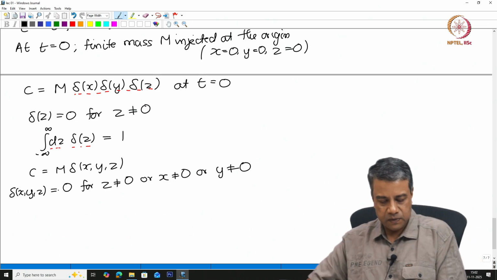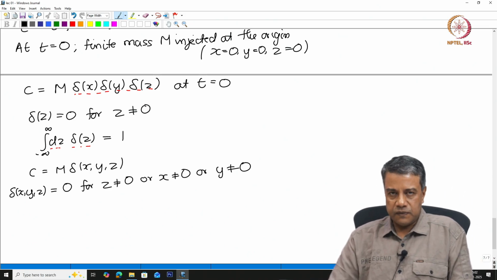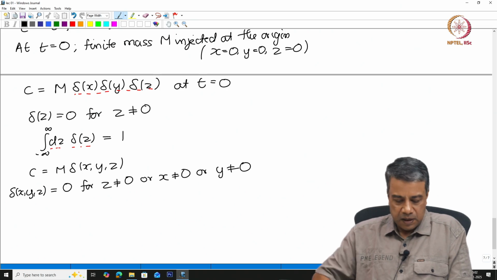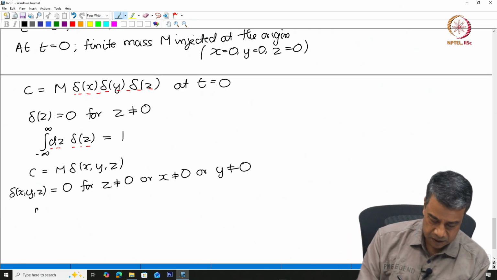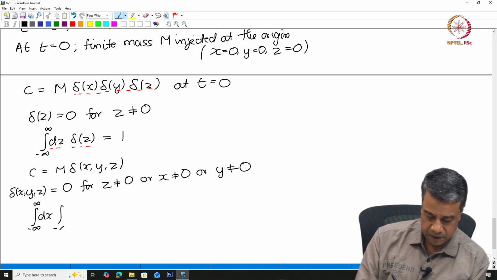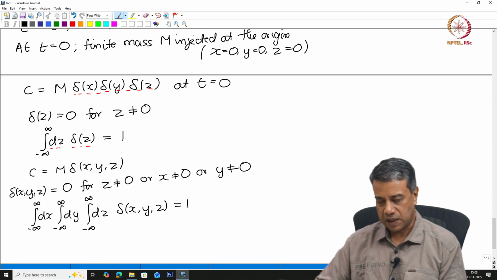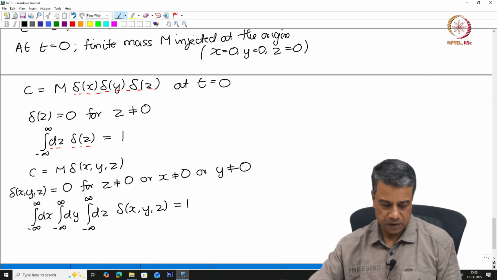This is equal to 0 if any one of x, y, z is not equal to 0. It is non-zero only when x, y and z are all equal to 0. Okay. And we have the integral condition: the integral from minus infinity to infinity of the delta of x, y, z has to be equal to 1. Okay. So, that is the integral condition.